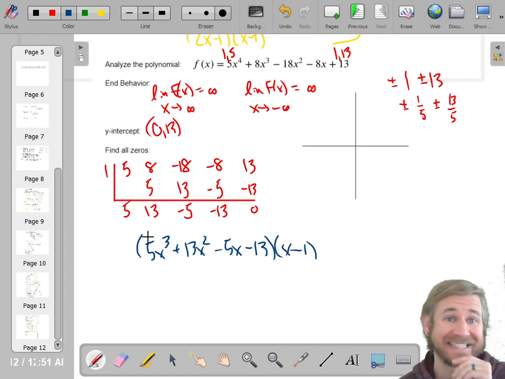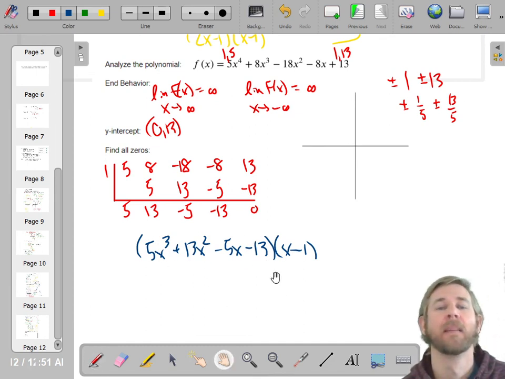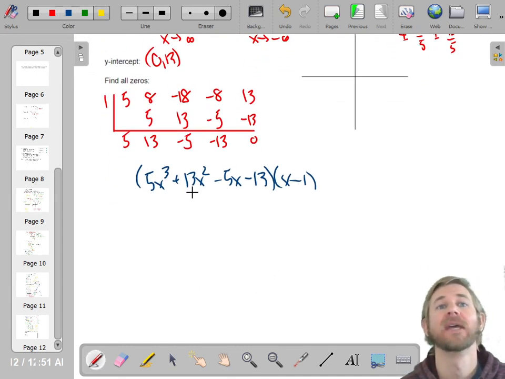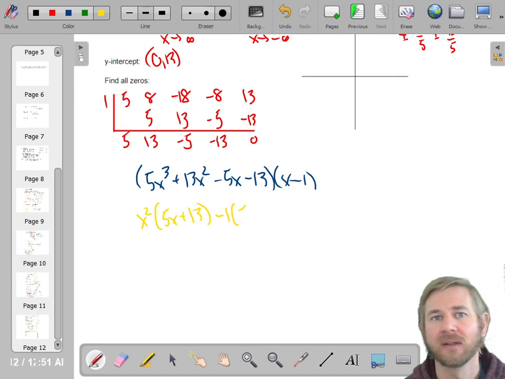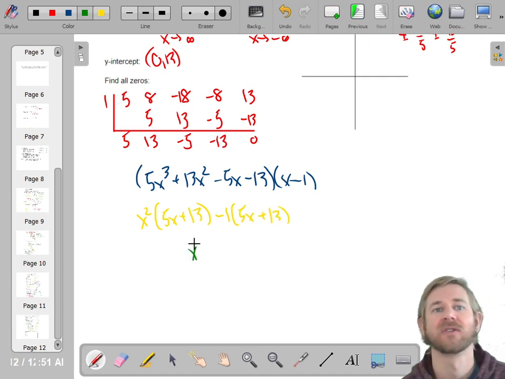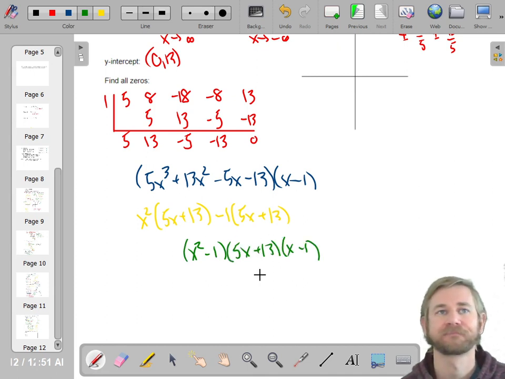Now I got something here that I could do the same thing. I could keep trying rational zeros. But why would I do that when I can maybe factor by grouping? And I think I can. If I do x squared, I'll have 5x plus 13 minus 1. Look at that. 5x plus 13. So my factors are x squared minus 1, 5x plus 13, and then I have another x minus 1.